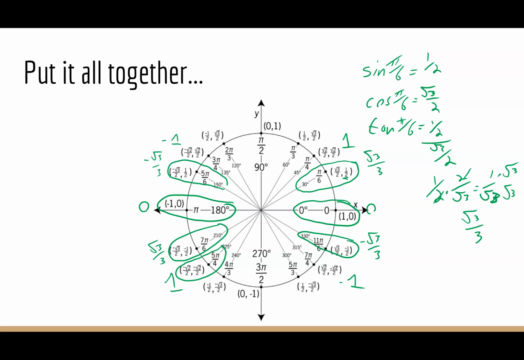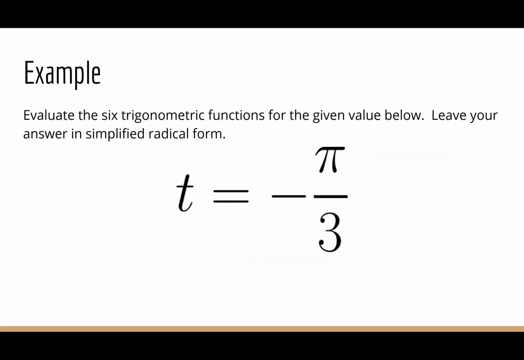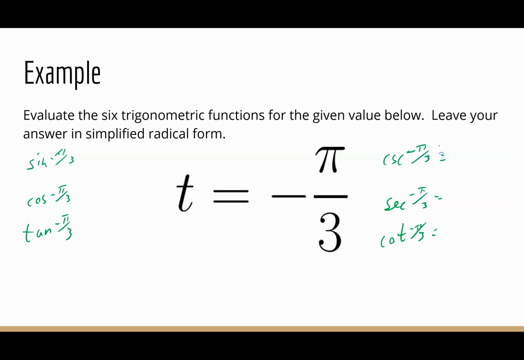There's a couple ways that this might change up a little bit, such as this one. So the 6 trig functions for negative pi over 3. So I'm going to do sine negative pi over 3, cosine negative pi over 3, tangent negative pi over 3, cosecant negative pi over 3, secant negative pi over 3, and cotangent negative pi over 3. So my 6 trig functions.